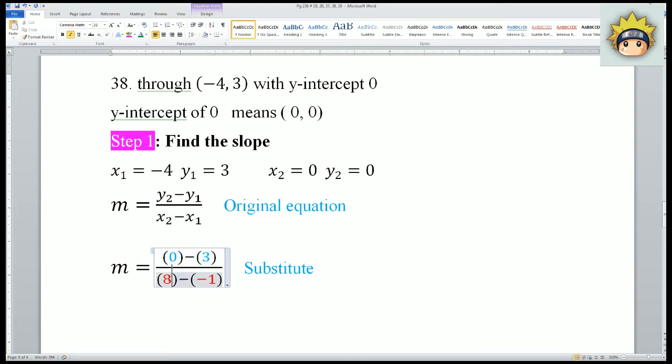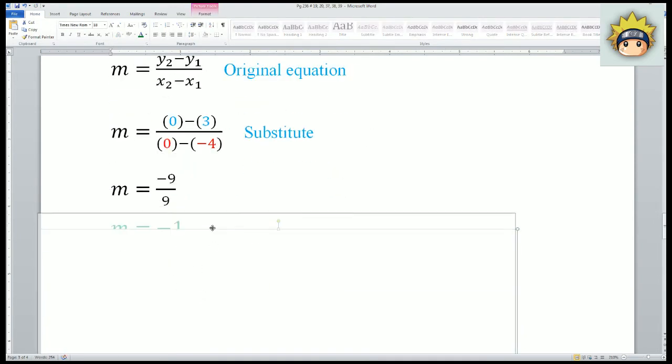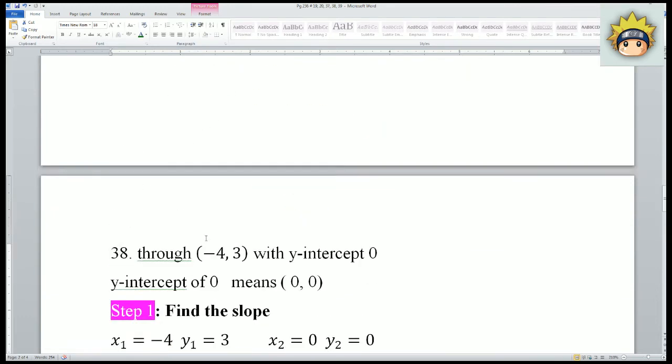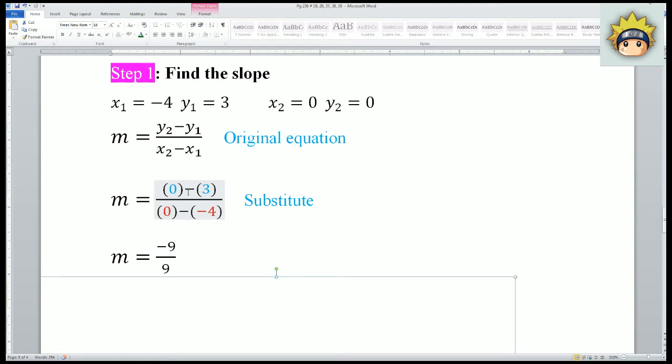X2 becomes... wait, hold on. Y2 is 0. Y1 is 3. X2 becomes 0. X1 becomes negative 4. So this should be negative 4. Something's off here. Okay, so 0 minus 3 is negative 3. Minus a negative 4 is the same thing as adding a 4. So it should look something like that.